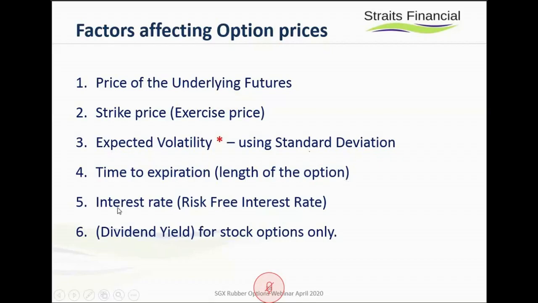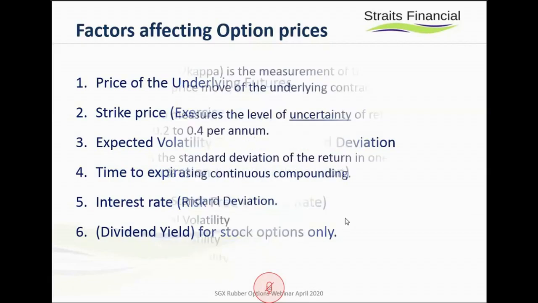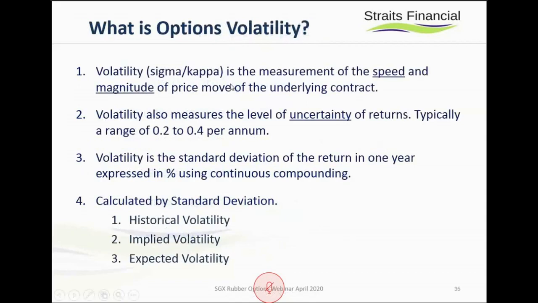Then we have interest rate, which is the least important. We call it the risk-free interest rate because interest rate doesn't change every day. And for stock options, there's another factor called the dividend yield, which is not applicable here in today's webinar. All right. So volatility is a very important, or the most important, component in calculating the option premium. And usually it is between 0.2 to 0.4 per annum, or it ranges between 20 to 40% basically. All right. For 1 year.